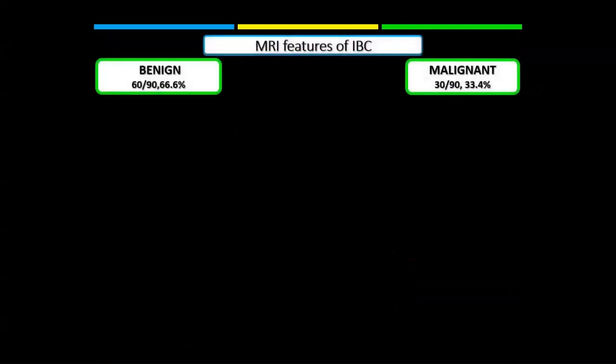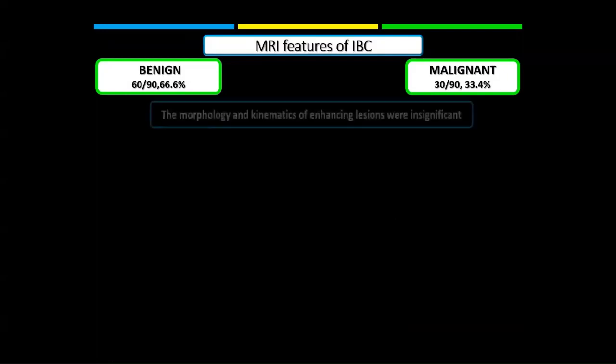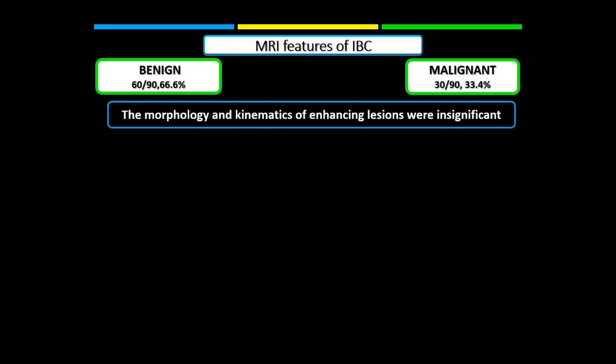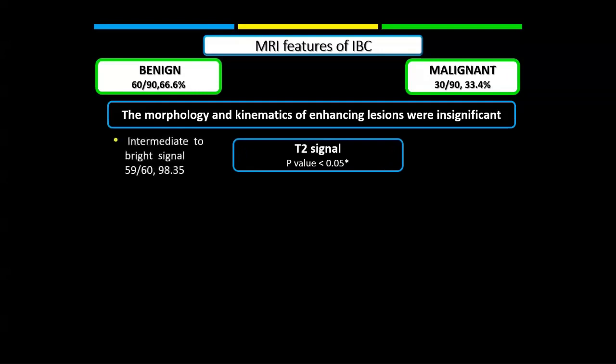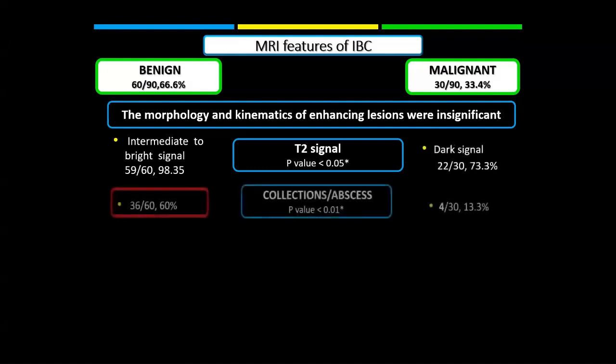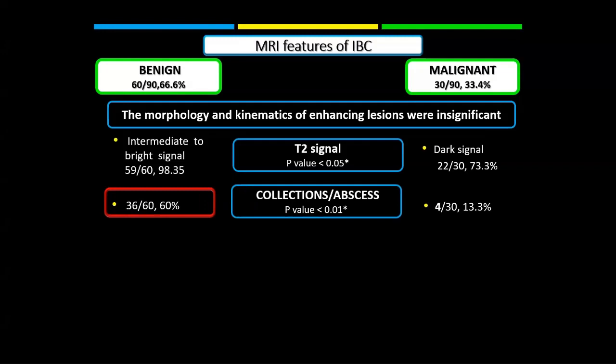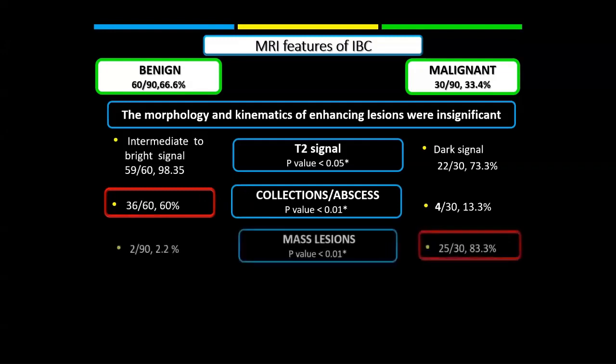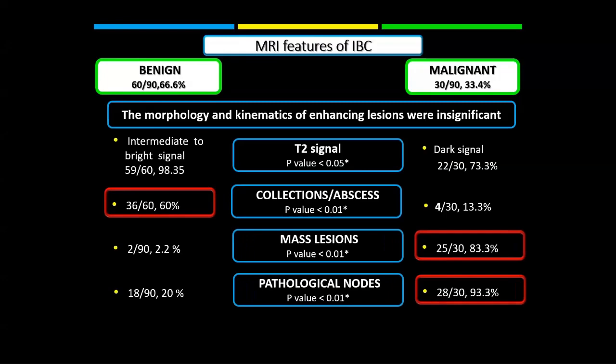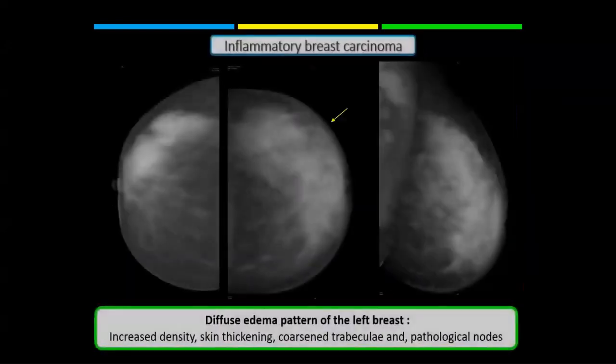In a study that we performed on 90 cases, we studied how MRI can differentiate between the signs of benign and malignant mastitis. The morphology and kinetics of enhancing lesions were insignificant. What was significant was the T2 signal, because it was intermediate to bright in the benign mastitis and dark in the malignant forms of mastitis. If we find collection or abscess cavities, this favors a benign pathology, while if we find associated mass lesions and pathological lymph nodes, this favors a malignant form of mastitis.